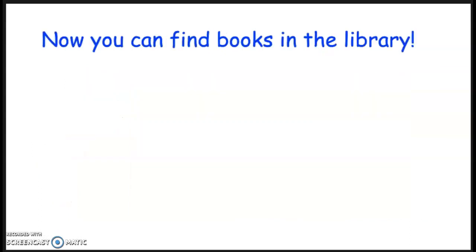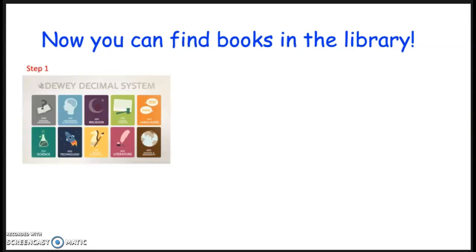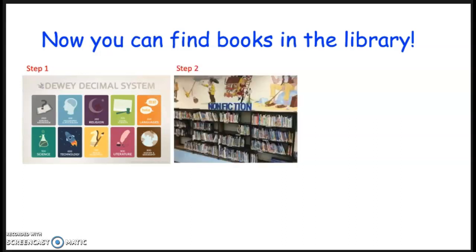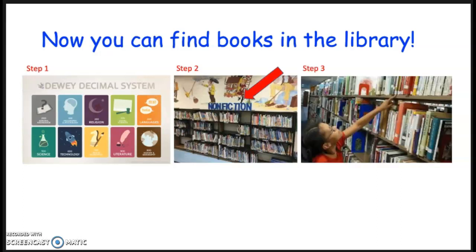Now you can find books in the library by following 3 easy steps. First, check the Dewey Decimal System chart for the category number of a subject you are searching. Second, locate the nonfiction section in the library. And finally, search the shelves to locate books for the information you need.